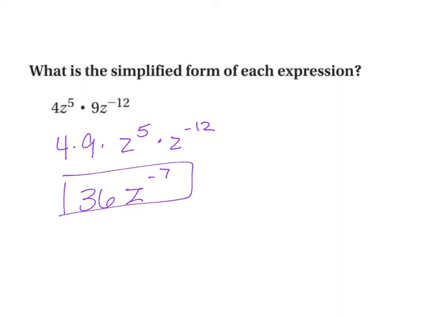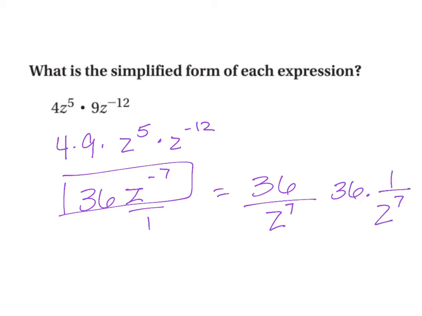Of course, with z being to the -7, that can be okay, or you could put it over 1. So then you would have 36 over z to the 7th, making it a +7. Even this, 36 times 1 over z to the 7th. All of those things mean the same thing.